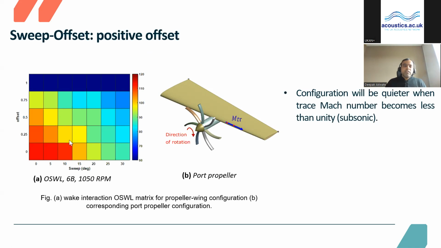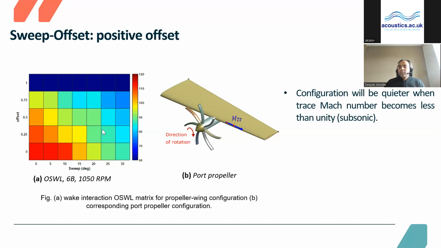And what we saw is that the high noise region has been restricted towards low sweep as well as low offset. But with a slight combination of offset as well as sweep, you can enter a low noise configuration, where you can design your configuration with a particular combination of sweep and offset and get a lower wake interaction noise source.